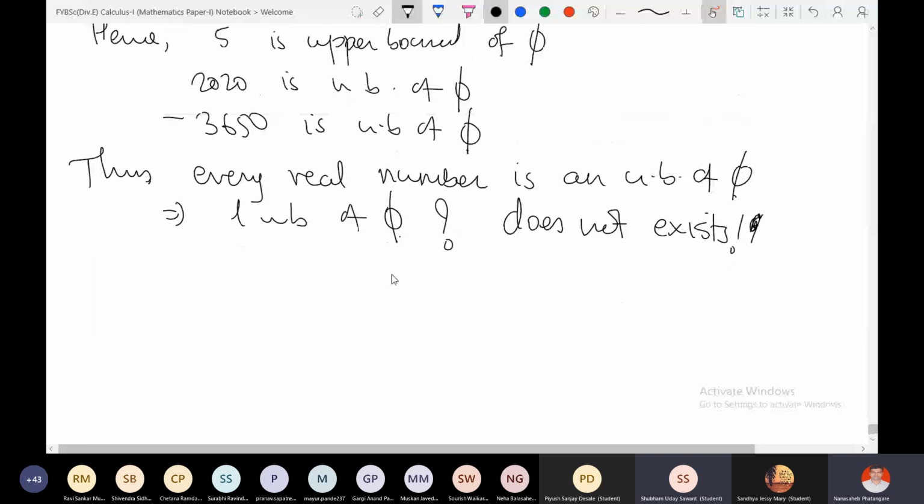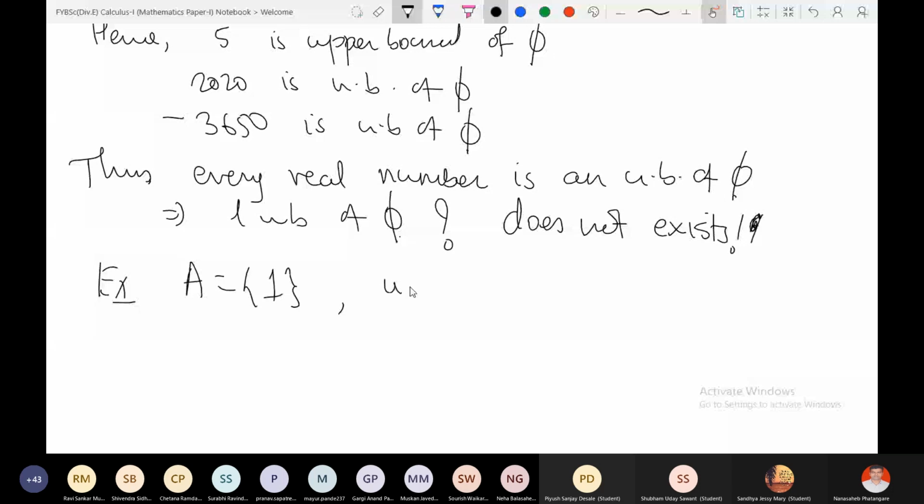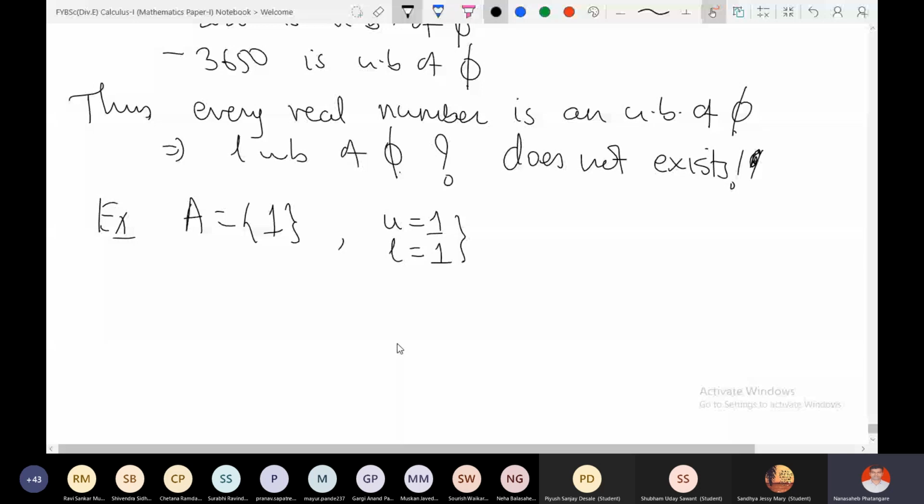Sir, but how can we have a set for which the upper bound is less than the lower bound? There is no such set at all. There is no such set that the upper bound is strictly less than the lower bound. If I take A equal to a single-element set, what is the upper bound? 1. What is the lower bound? 1. In this case, the upper bound and lower bound are equal. Correct?